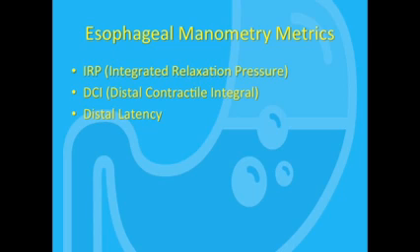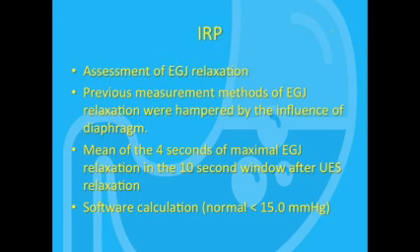Yes, there are three important metrics now used in esophageal manometry, and these are important concepts to grasp as they will provide a better understanding of the current classification of esophageal motor disorders. These metrics are the integrated relaxation pressure, or IRP, the distal contractile integral, or DCI, and the distal latency. Let's begin with the IRP.